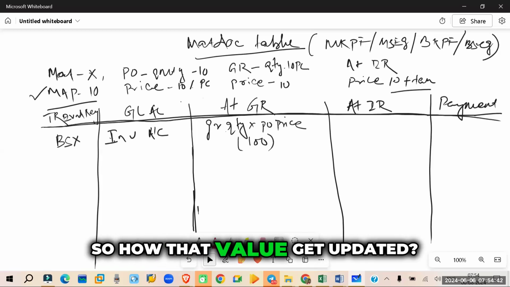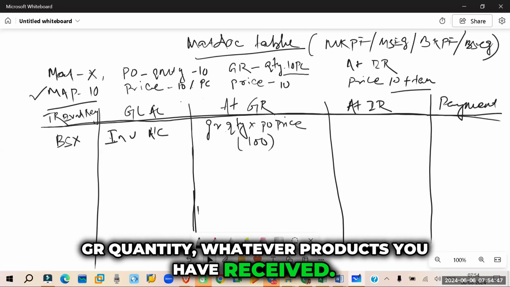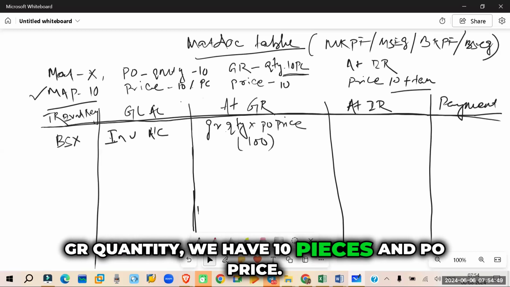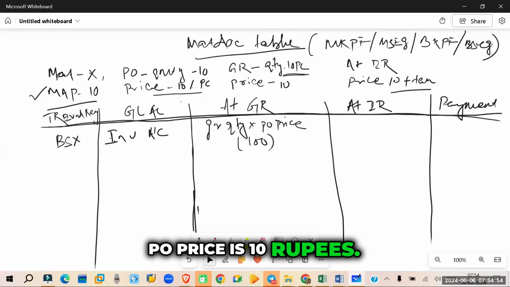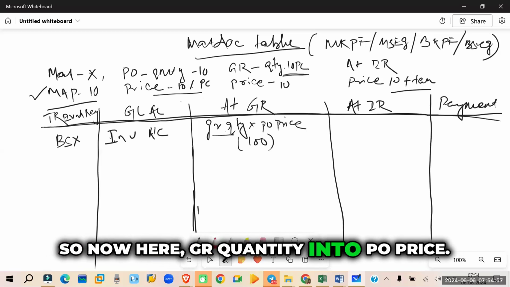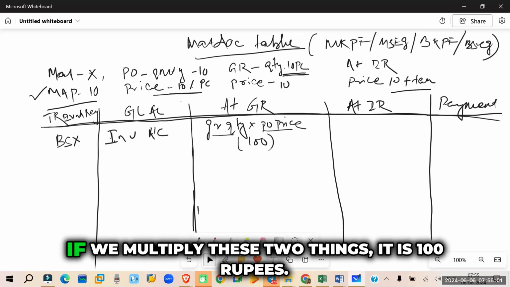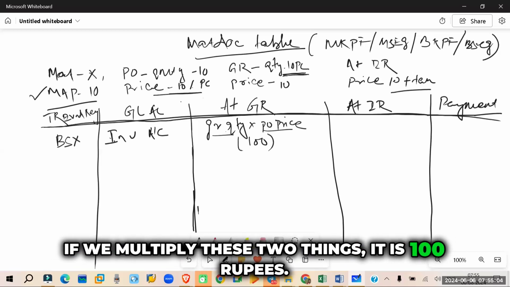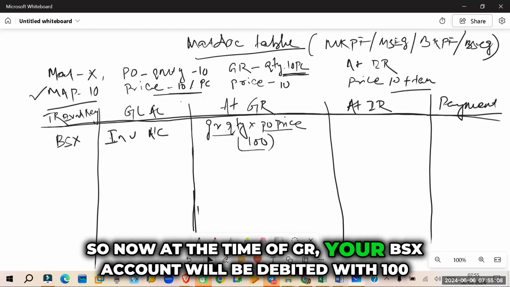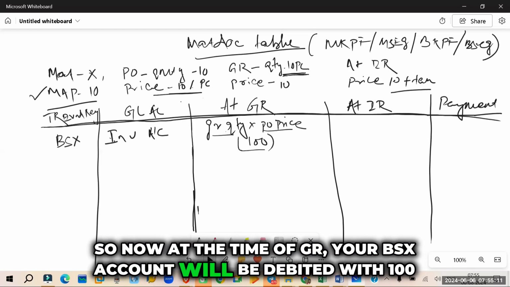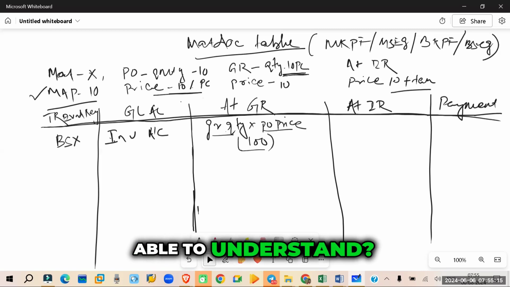So how does that value get updated? GR quantity, whatever products you have received, we have 10 pieces, and PO price, whatever the purchase order price is, is 10 rupees. So GR quantity into PO price, if we multiply these two, it is 100 rupees. So now at the time of GR, your BSX account will be debited with 100 rupees. Able to understand? Yes, sir.